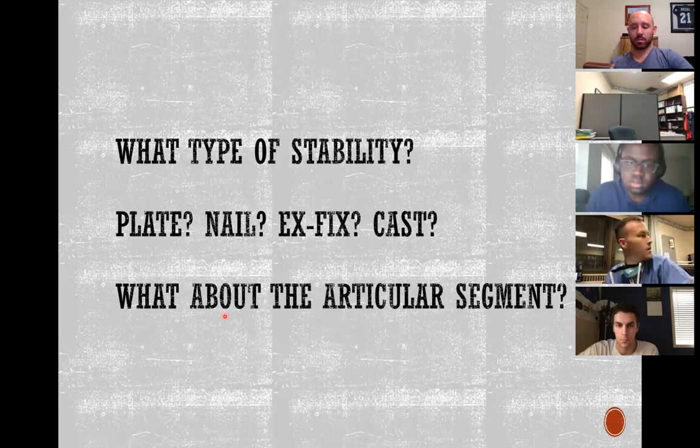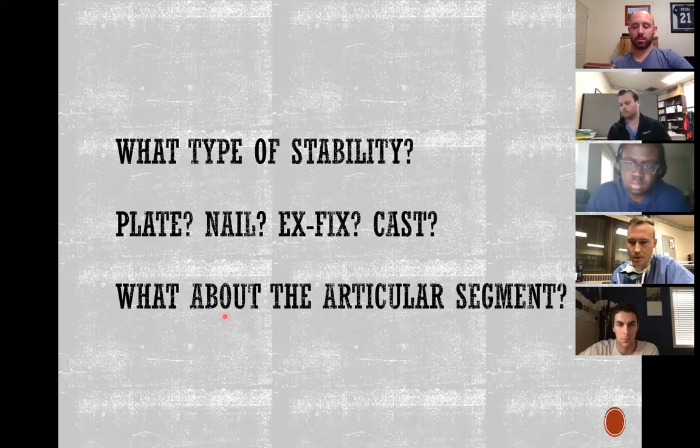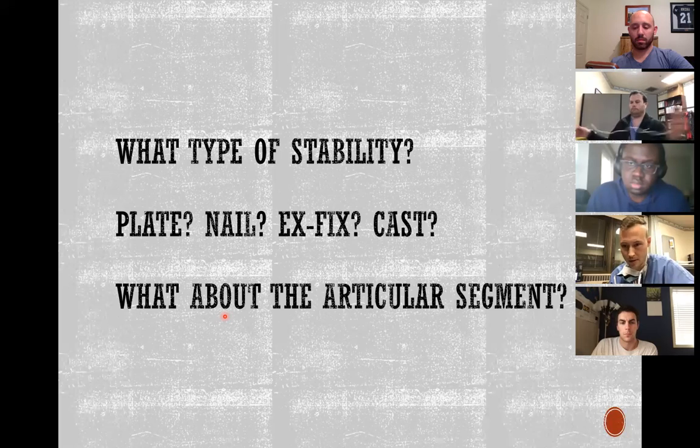So much like Jeremy's talk, I'll go ahead and give you a hint that we're talking about nailing this. And so we're looking at a relative stability construct here and going for secondary bone healing. But that's for that comminuted shaft segment. What about the articular segment?